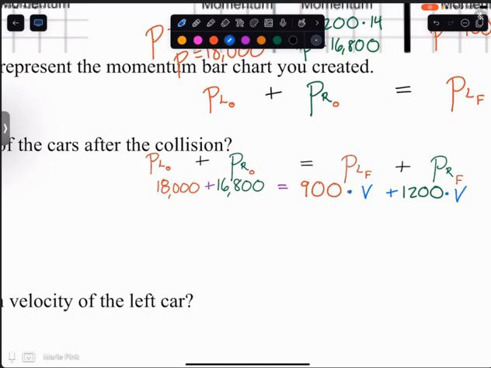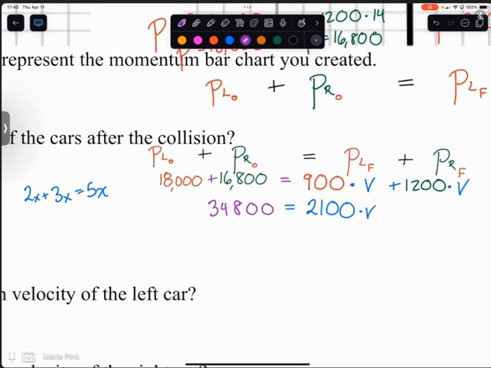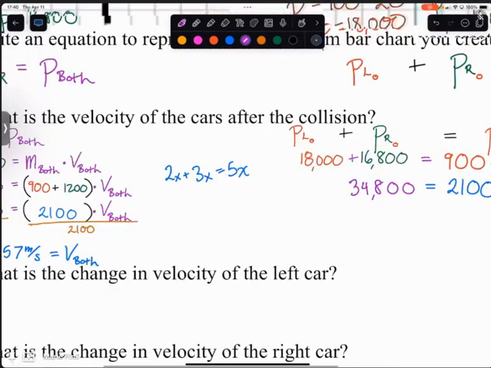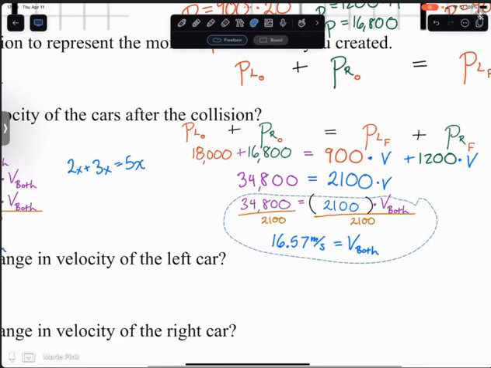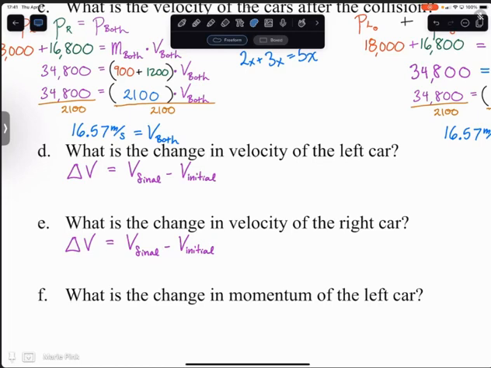Well, one thing to remember is if you have 2x plus 3x, that'll be equal to 5x. And although the v's are not x's, the math is the same. So 900v plus 1200v is going to give you 2100v. And 18,000 plus 16,800 will give you the 34,800. And now we're back to exactly what it was like over here. So all we need to do is divide by 2100 on both sides, and we get the same velocity of 16.57 meters per second.